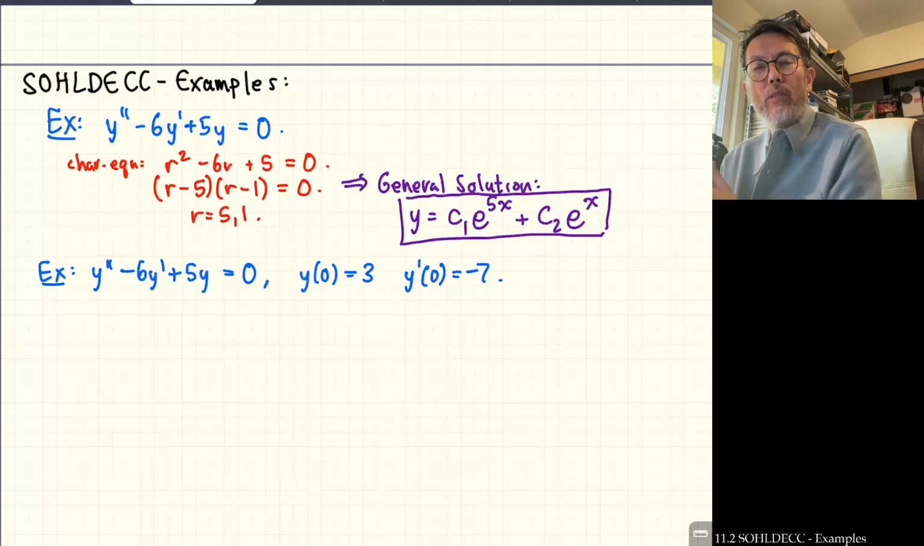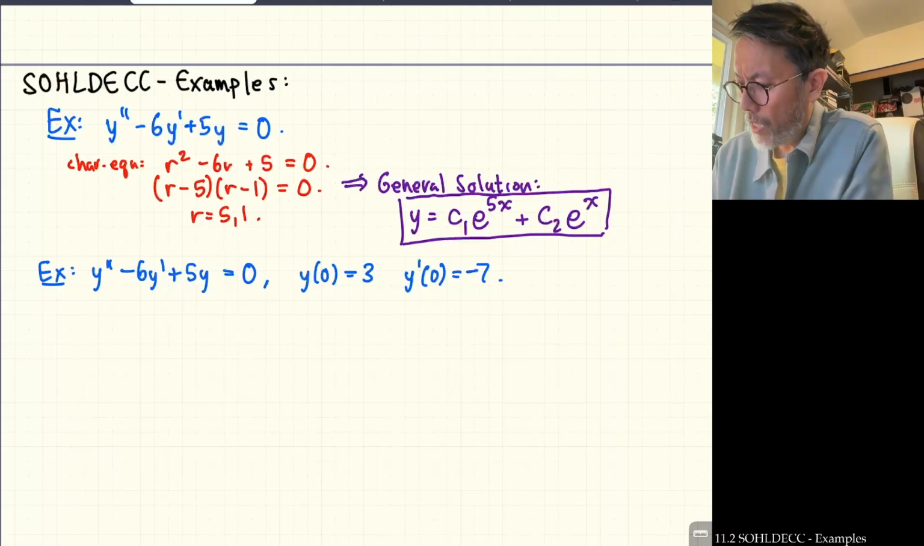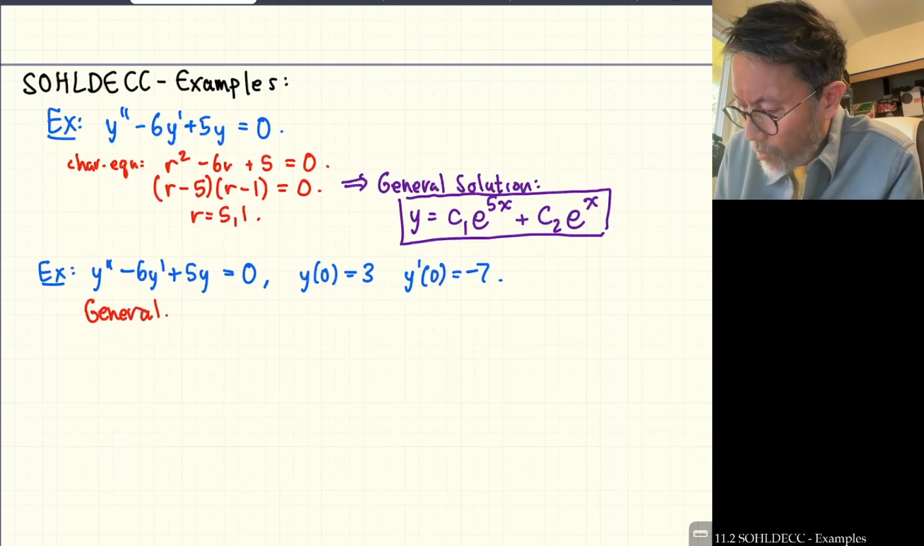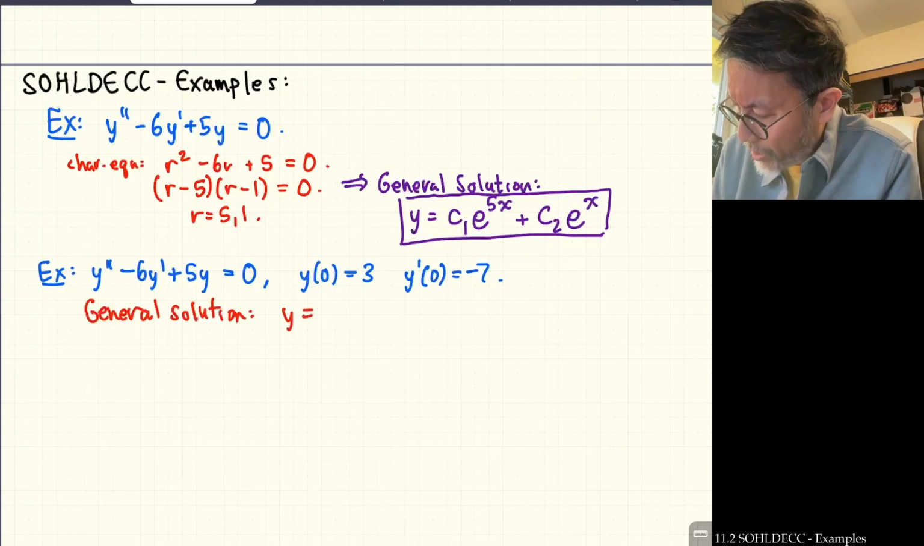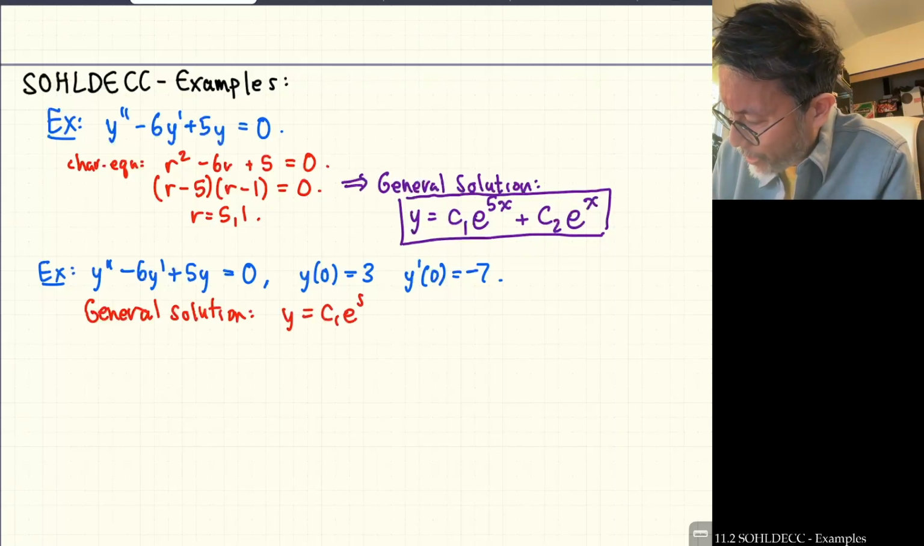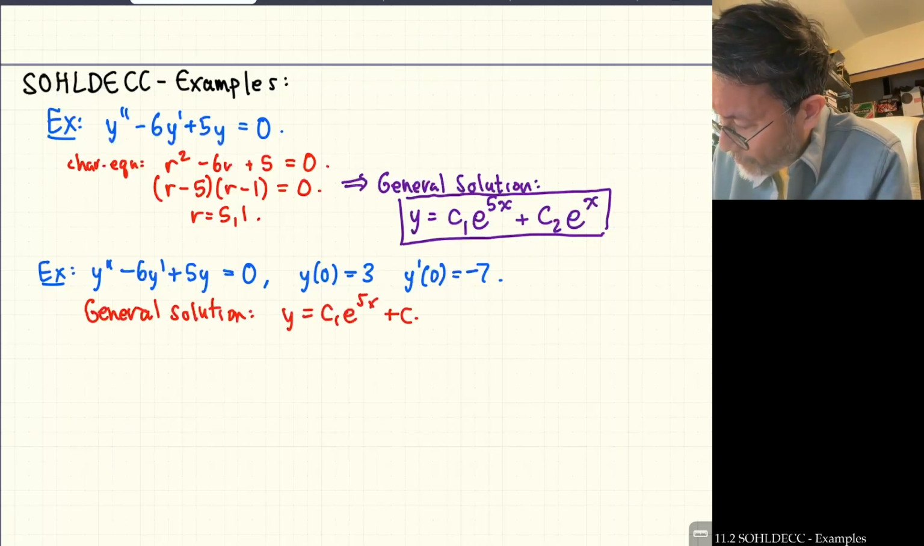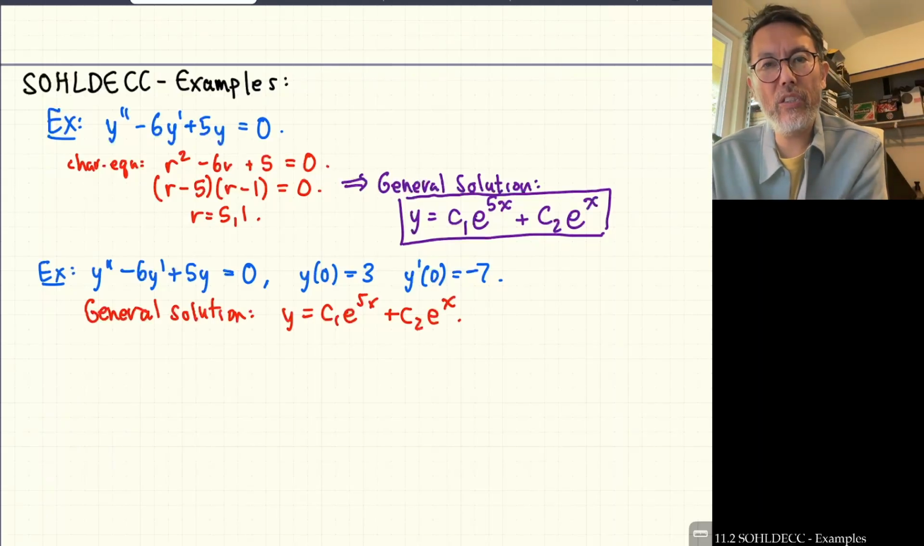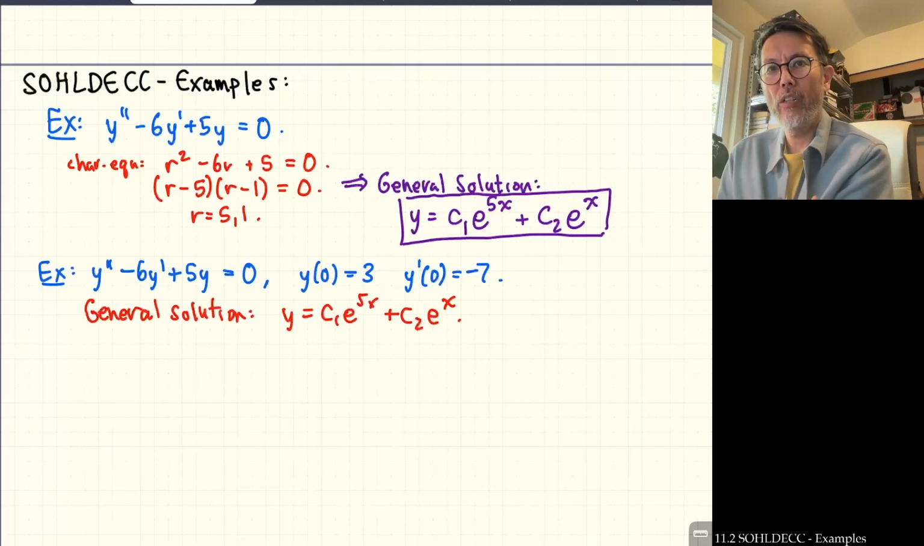Okay, what happens when you toss in initial conditions like this? Well, we know the general solution already. It's y equals c1, and I feel compelled to copy it all under this problem here. So this is the general solution that we found in the first chunk.